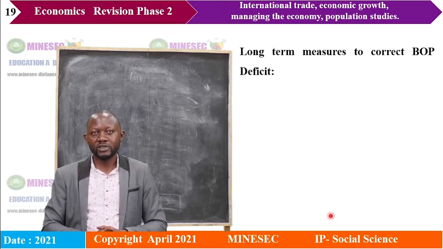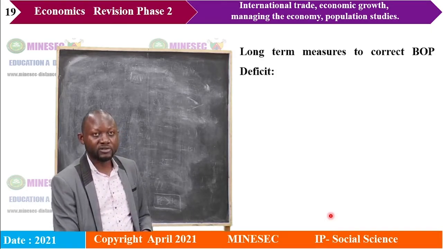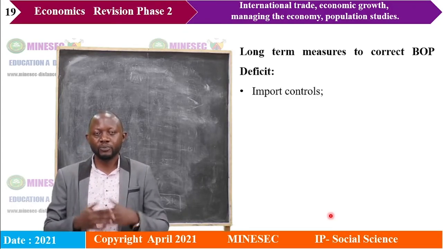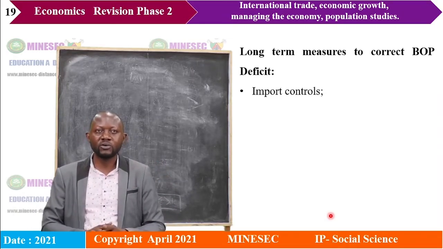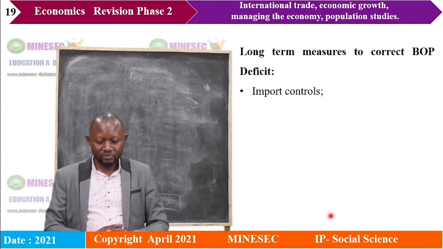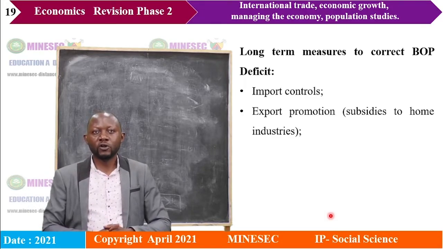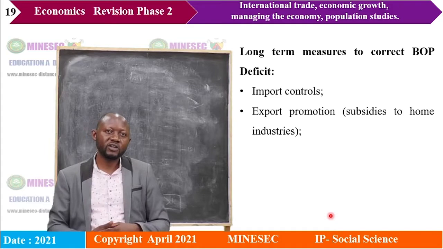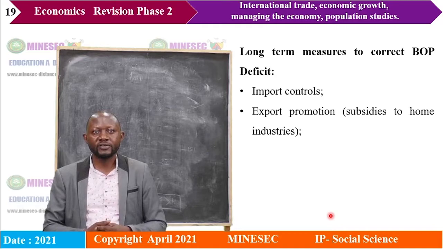Let's look at long-term measures that could equally be employed to correct the balance of payment deficit when it becomes persistent. We have import controls. The government could impose import restrictions, probably using tariffs, quotas, embargoes. That will restrict the amount of goods entering the country, and that will prevent more money being spent on imports. Export promotion. The government might subsidize industries, especially export-oriented industries, so that they'll be able to produce at lower prices, and that might lead to an increase in exports.